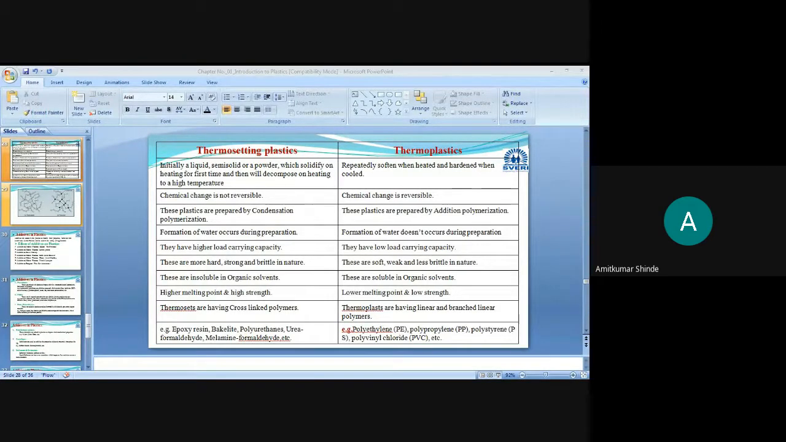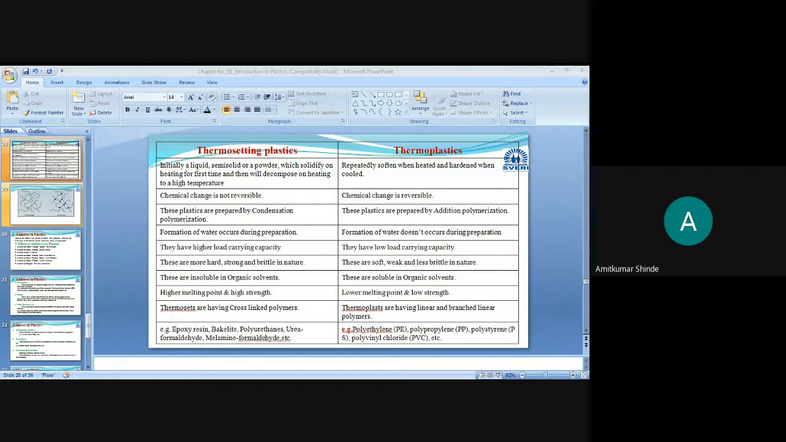All these 4 points are based on the concept that they are basically consisting of linear or branched linear polymer chains. There will be no cross linking. Cross linking will be completely absent. Depending on these points only, you can create the remaining 4 or 5 points.